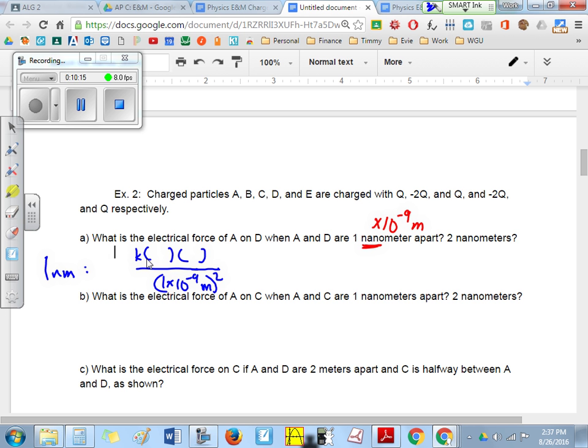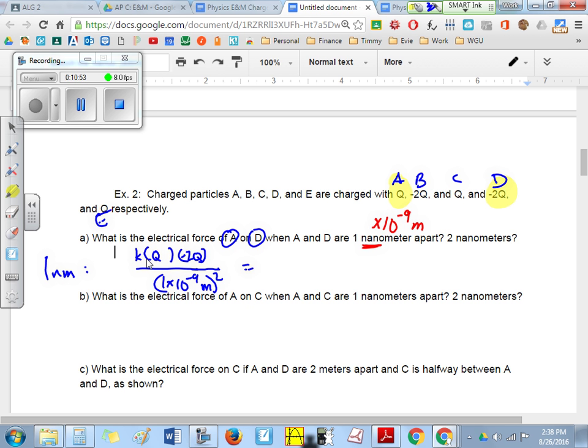Well, what are the charges? Don't think Q and Q. Think what are the actual charges in this problem. You're doing force of A on D, which incidentally is the same as the force on D from A. Whether it's A pulling on D or D pulling on A, Newton's third law says it doesn't matter. Just make sure to use the right two charges, Q and negative 2Q. Don't just put QQ here. When we put Q in the formula, we really mean the total charge of those objects.